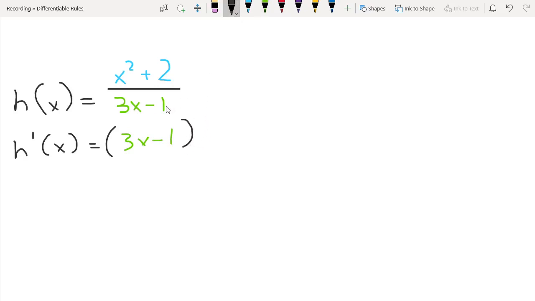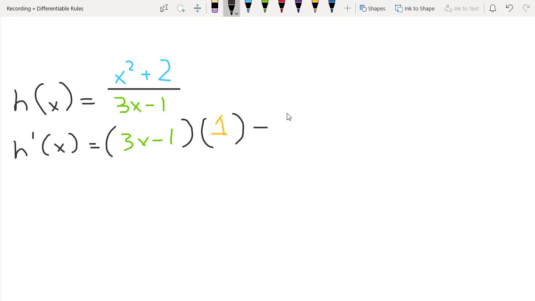And then it goes low d high. So d high stands for the derivative of the numerator. So in this case, it's the derivative of x squared plus 2. And knowing the derivative rules, we know that the derivative of this is 1. And then we have to minus.